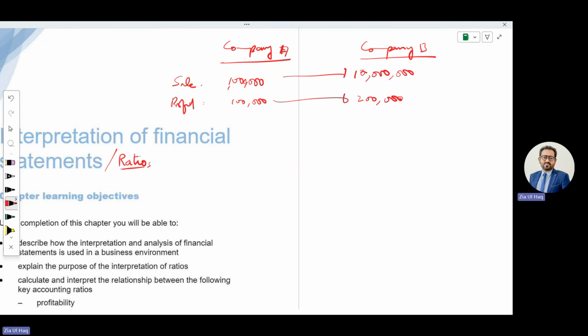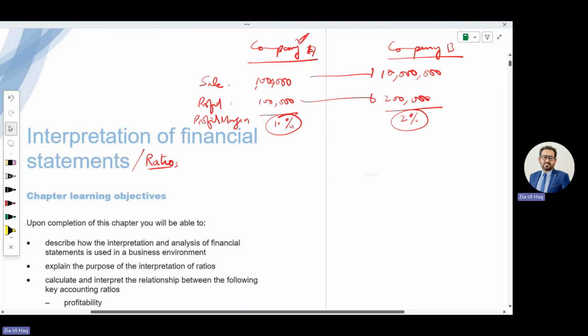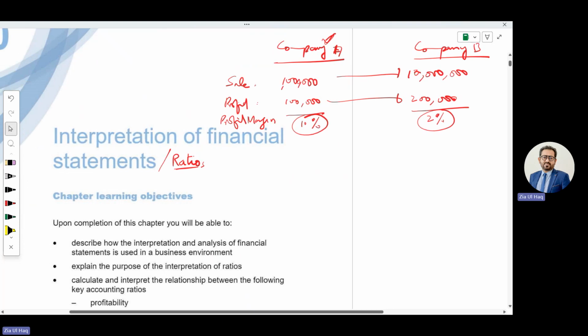We need to check the profit margin against sale. Company A has generated a 10% profit margin, while company B has generated only 2% profit margin. That means company A made 10% against its investment in the business, and company B generated 2% against its investment in the business. So company A has performed better as compared to company B. That's why we need to calculate ratios to interpret financial statements, to know which company has performed better. We can interpret by calculating different ratios.